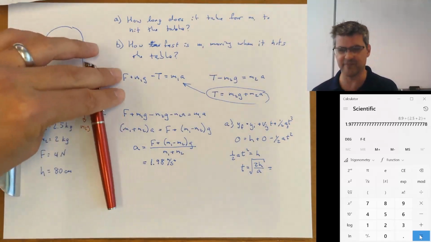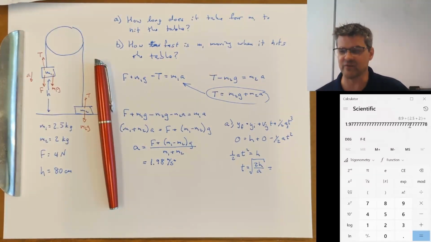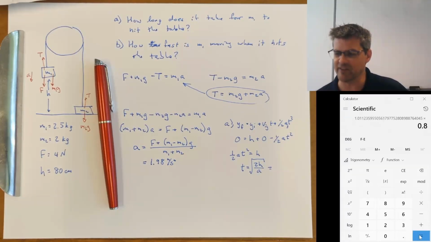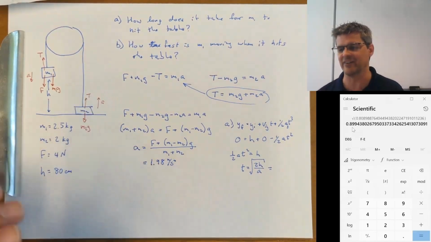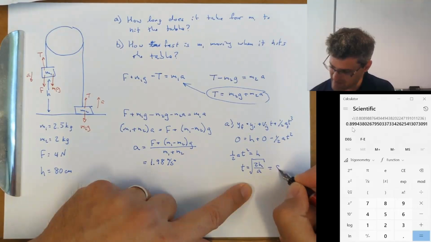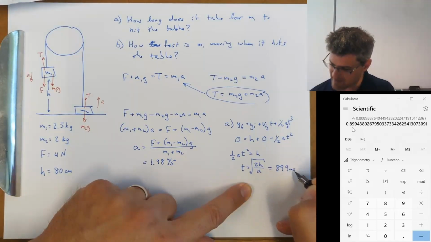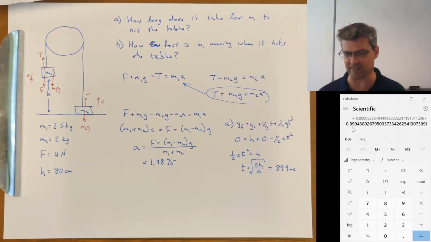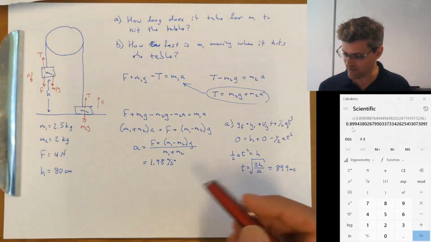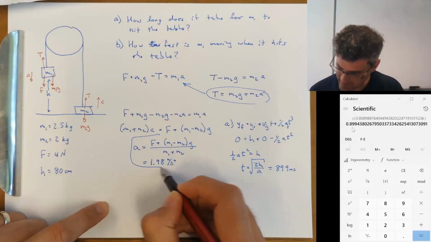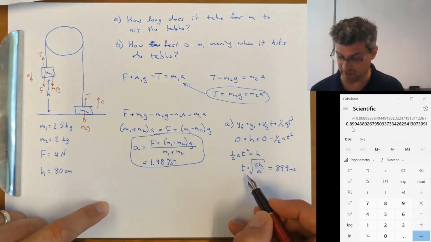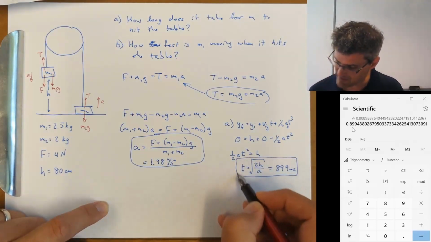So what is the time? Using our calculator, we've already got this acceleration. I can put it in the denominator, times 2, times h, which was 80 centimeters, or 0.8 meters. I take the square root, 0.899, so 899 milliseconds. So a little bit short of a second. Okay. So now I know not only what the acceleration is, we weren't asked for it, but I know it. I know the time that it takes to do this.